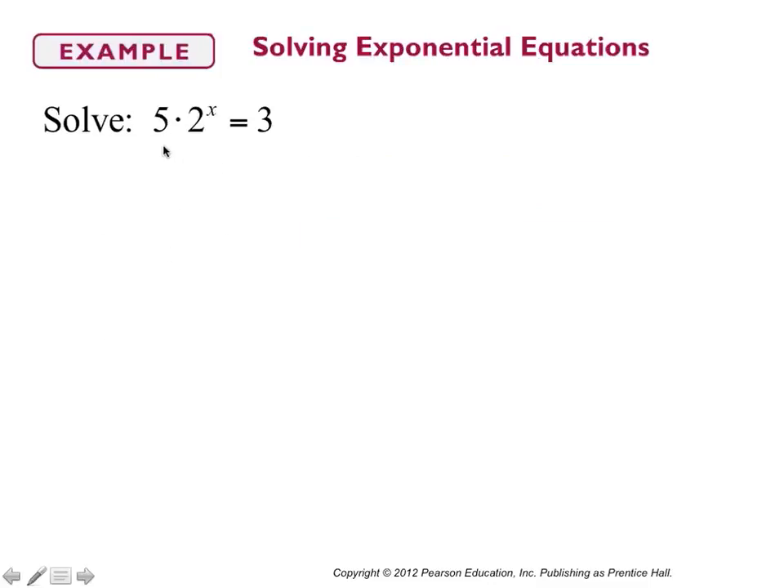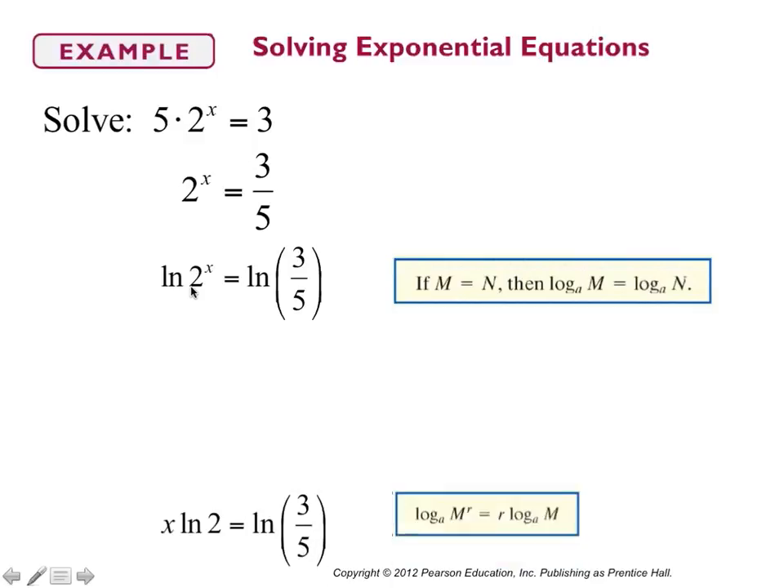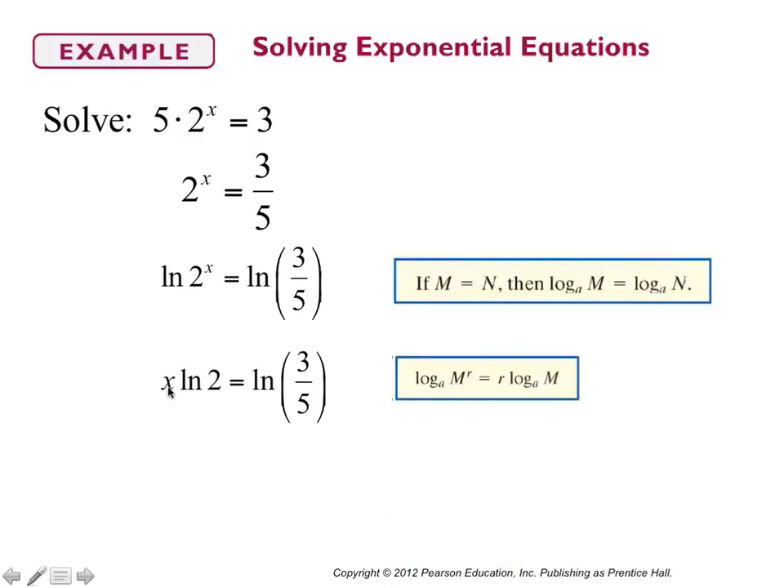All right, let's take a look at this one right here. We have 5 times 2 to the x power equals 3. This one, you need to get the exponential piece by itself first, so we need to divide. So we get 2 to the x power equals 3/5. And then again, this looks very similar to the last one. We can take natural log of both sides, or we could take log, and then we can move our exponent out front. So we have x times ln of 2 equals ln of 3/5. So our exact solution is going to be ln of 3/5 divided by ln of 2, and our approximate solution is going to be negative 0.737.